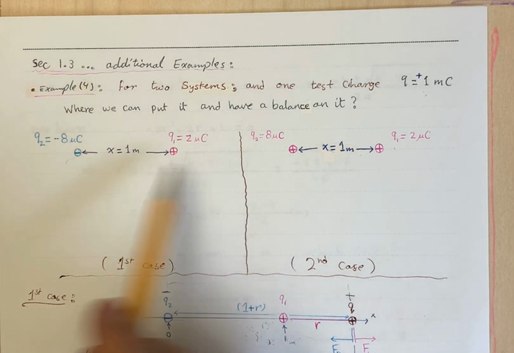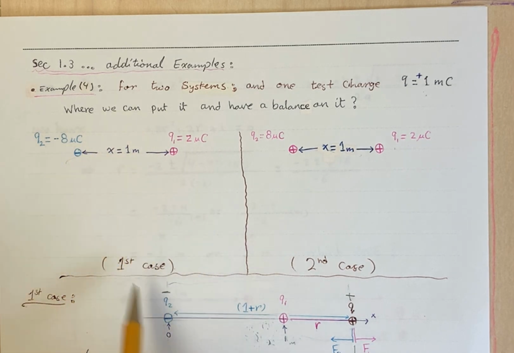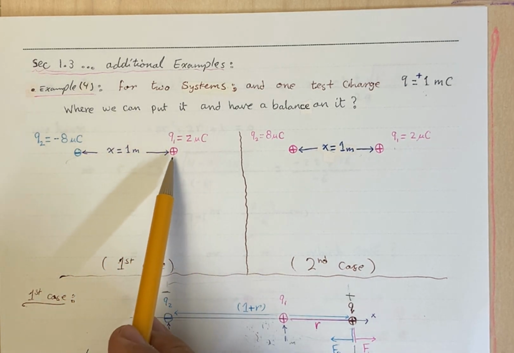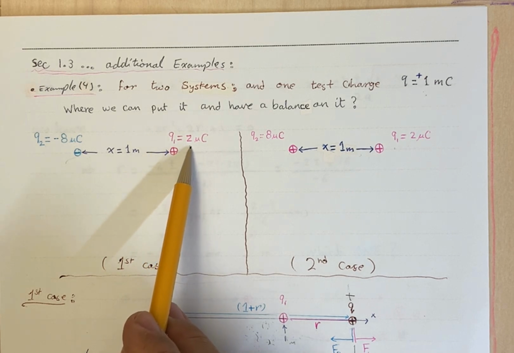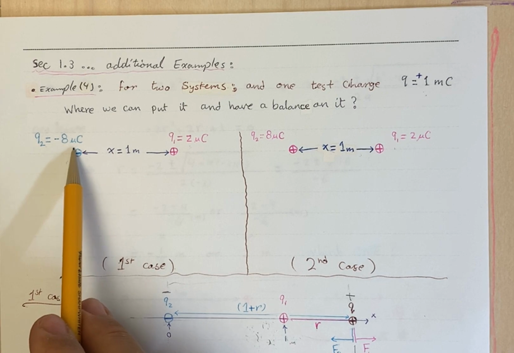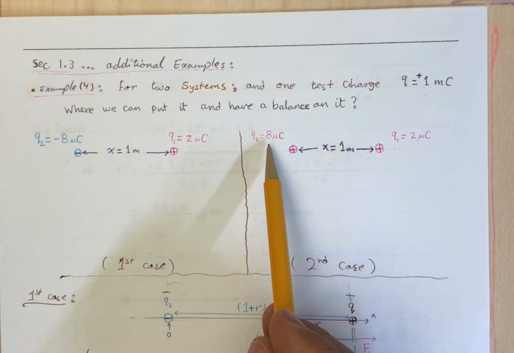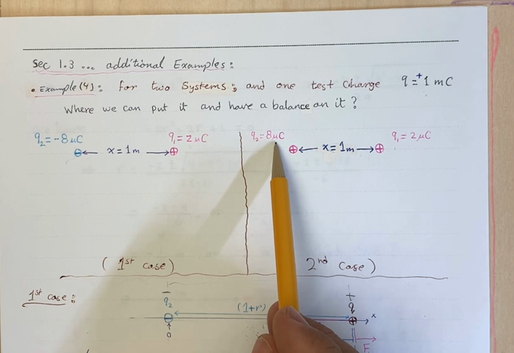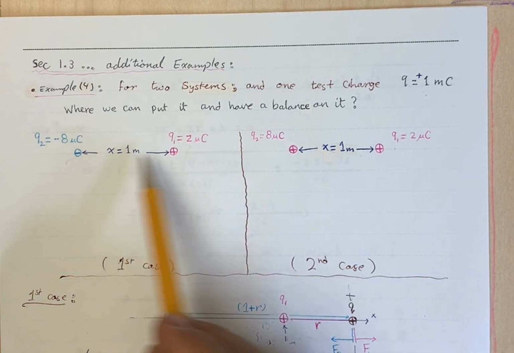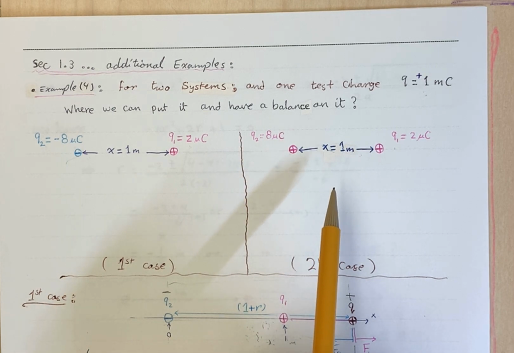They look like each other. Each system has two charges. The first system has Q1, which is 2 microcoulomb, and Q2, which is negative 8 microcoulomb. The second system is the same, but the second charge is positive 8 microcoulomb, and the distance between the charges is the same, 1 meter, in both cases.